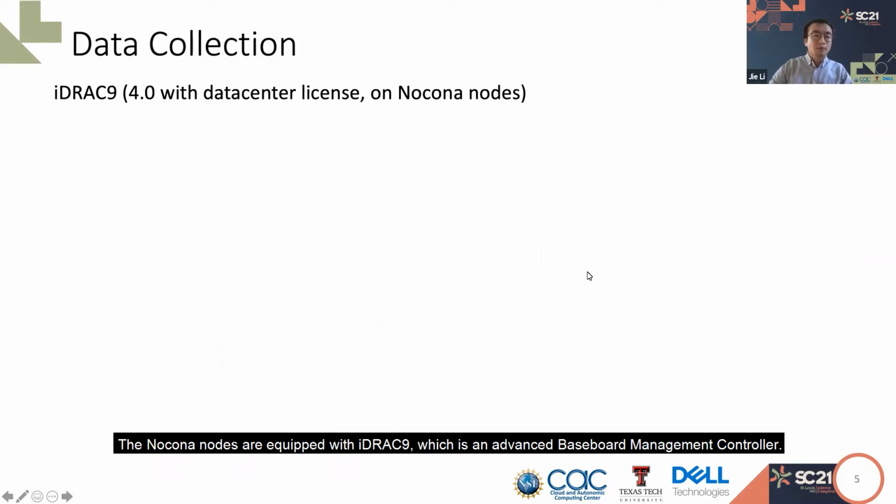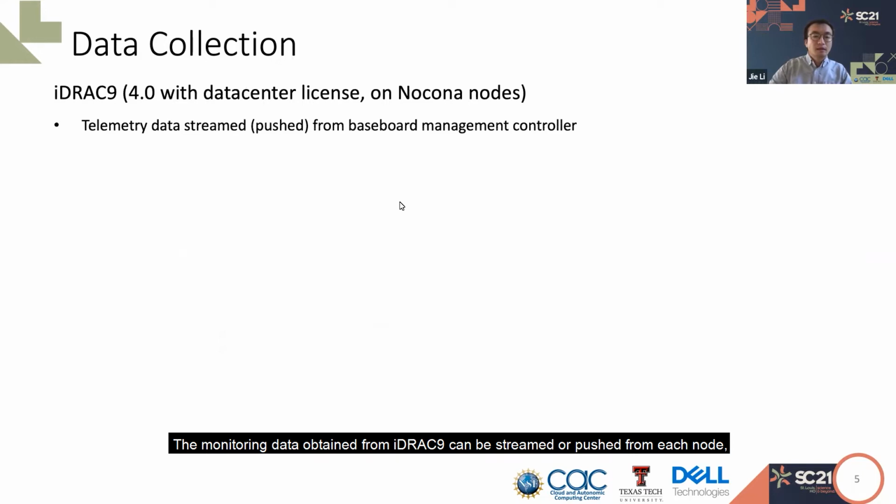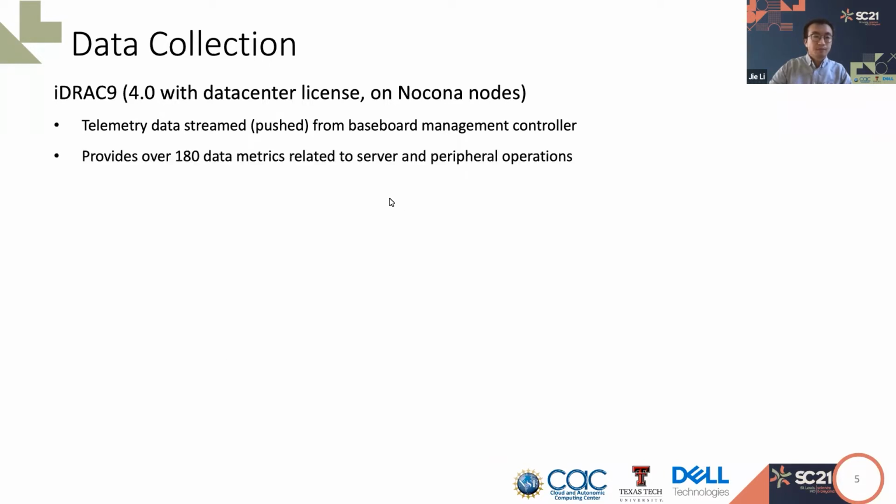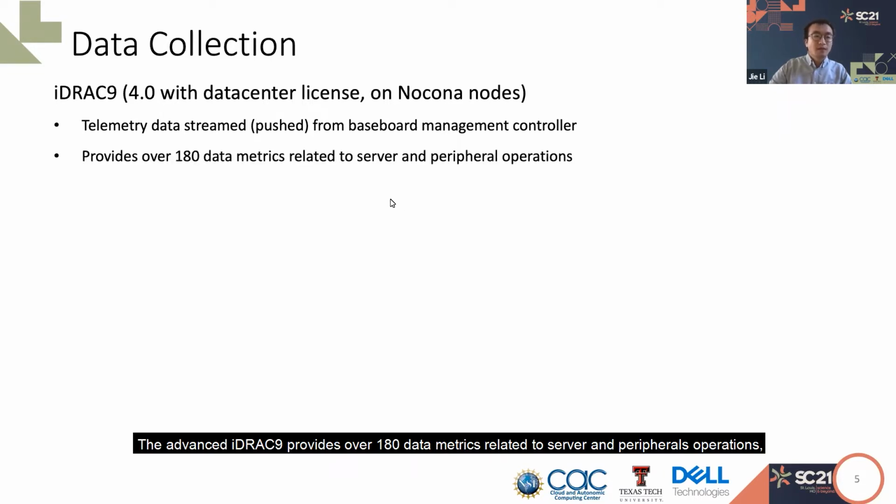The Kona nodes are equipped with iDRAC9, which is an advanced baseboard management controller. The monitoring data obtained from iDRAC9 can be streamed or pushed from each node, which means a compute node can actively send metrics to the monitoring node instead of a passive and inefficient pull method. The advanced iDRAC9 provides over 180 data metrics related to server and peripherals operations, including power consumption, CPU usage, I/O operations, etc.